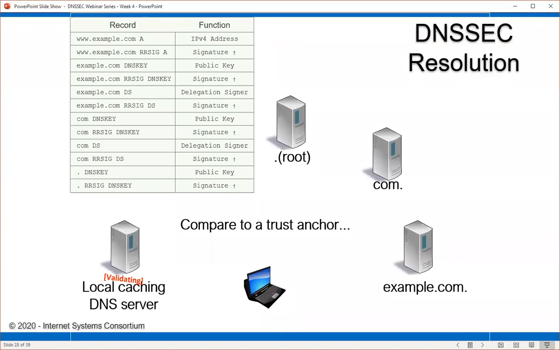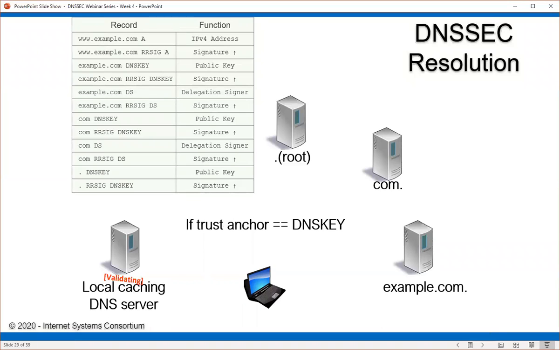So we've gone through this entire chain. We have all this data in place. How do we actually go about proving that the data is valid? Well, we're going to compare it to a trust anchor. So in this case, we're going to say, oh, look, we have the trust anchor for the root. It is a copy of the public key for root. Well, if the trust anchor is equal to that DNS key, then we're able to say that, yes, that data was good.